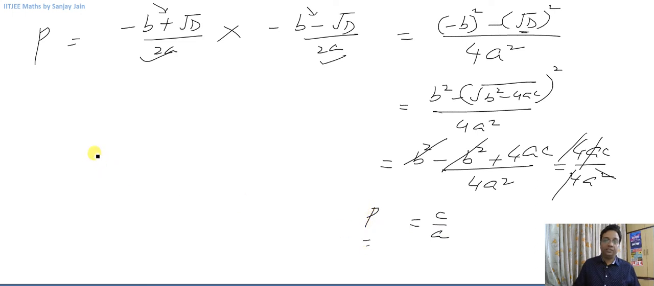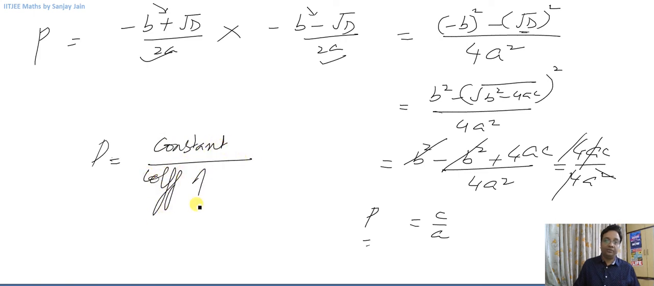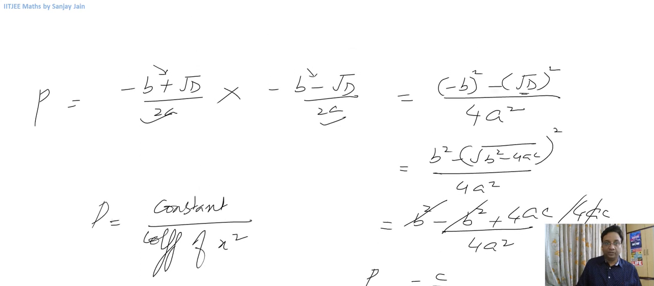What is c by a? The product of roots is equal to the constant term divided by the coefficient of x square in case of a quadratic equation, right? So this was the product of roots. Now let us talk about the difference of roots. Difference of roots is another important concept.